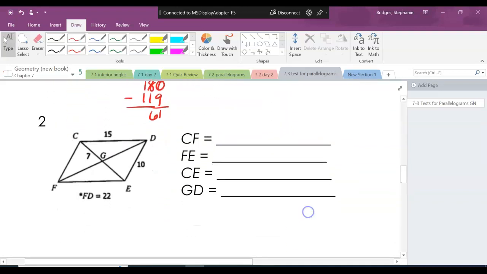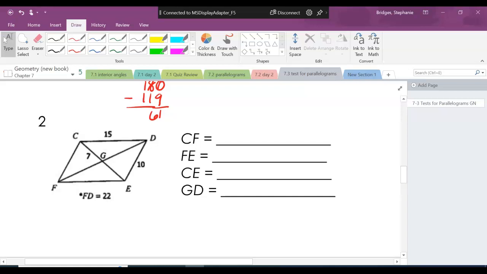All right. Try 2. This one doesn't have angle measures. It has sides and it has diagonals. Remember, opposite sides are congruent. That part has not changed. The diagonals do what to each other? Answer the question. What do the diagonals do? Bisect each other. So if you know one part of a diagonal, you know its matching part because it's going to be the same.